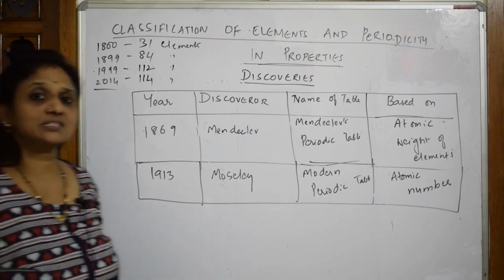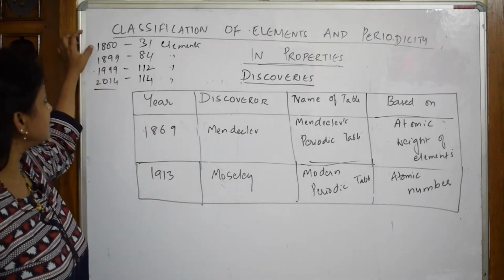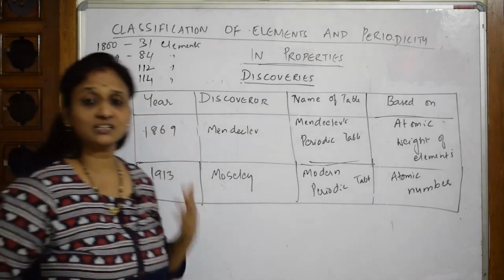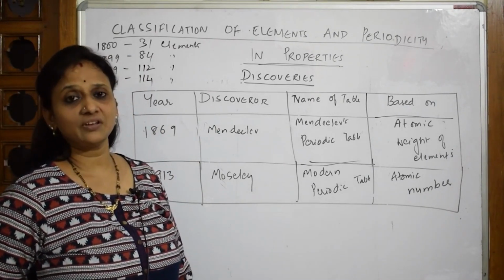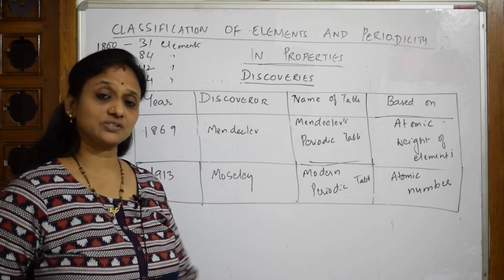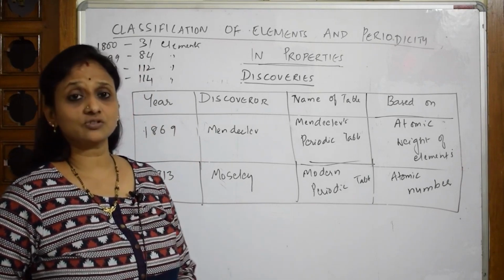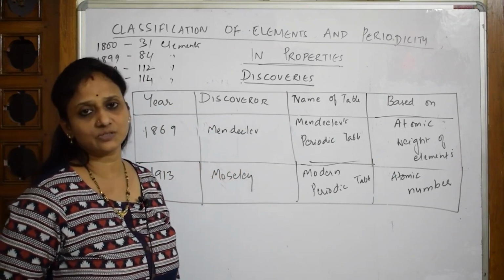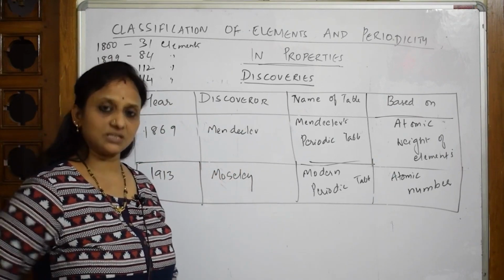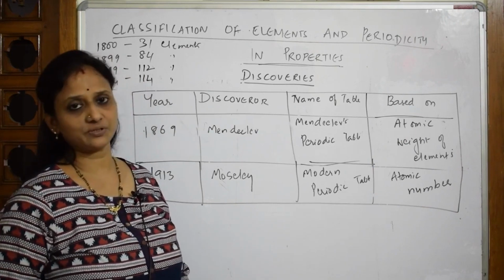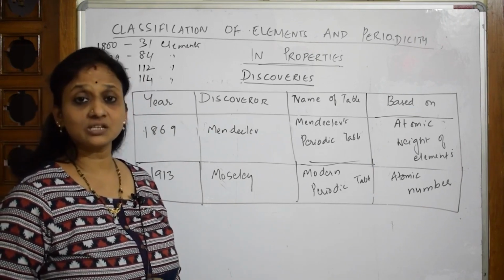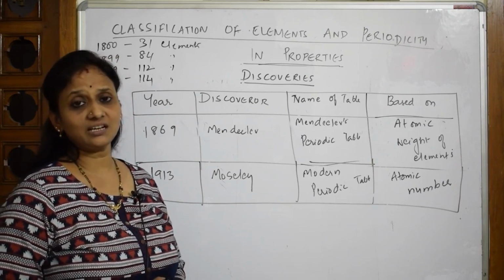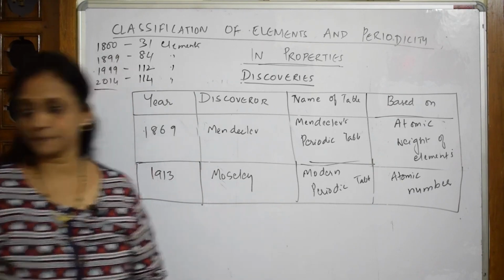So whatever it is, the discoveries started in 1800, then 1899, 1999 to 2014. Then we have seen, first it was given by Dobereiner, then gradually we went to Chancourtois, then after that we went to Newlands' Octaves. Exactly after 5 years was Mendeleev's, after that was Moseley's discovery. There were many scientists in between. We'll be doing that as and when I do the chapter, right? This is your discovery, students. Now let's come back and learn each discovery one after the other very clearly, and we will understand with an example.